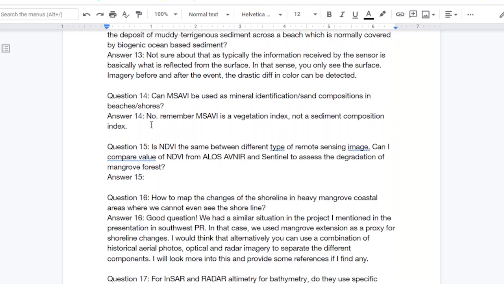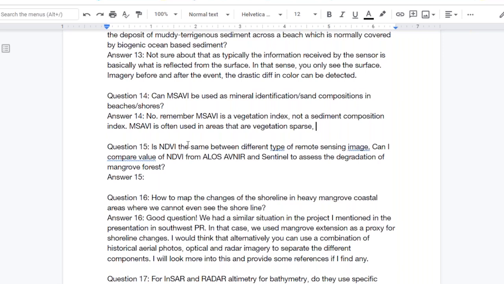Hi, Juan. SAVI is oftentimes used in regions where vegetation is sparse, where you're trying to limit the impact of the bare ground and geologic features in the area in order to focus on the change in vegetation. So I would agree with you, Juan. I don't believe it's very useful for mineralogy because it is trying to limit those impacts in order to focus on vegetation. Okay, cool, thanks.